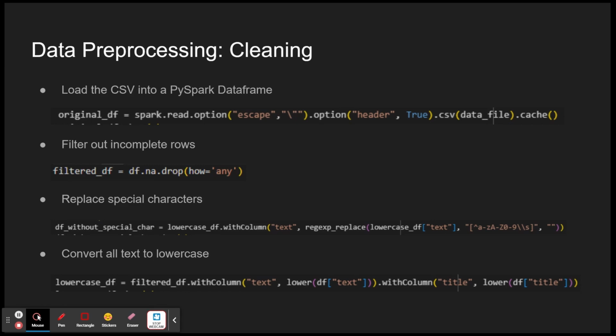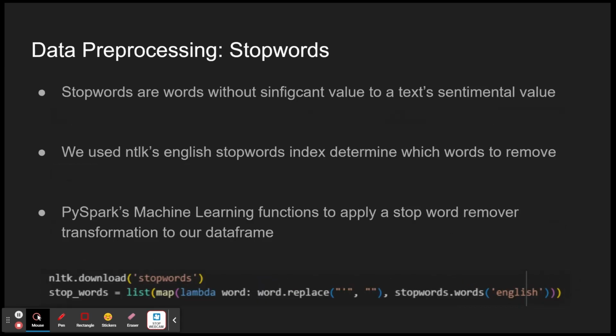To ensure uniformity, we convert all the text to lowercase. Moving on to stop words, which are words that hold little to no significance in determining the sentiment value of the text. To identify and remove the stop words, we utilize the English stop word index provided by the NLTK library. This index helps us determine which words to exclude from our analysis. To efficiently apply this removal process, we make use of a PySpark machine learning function.